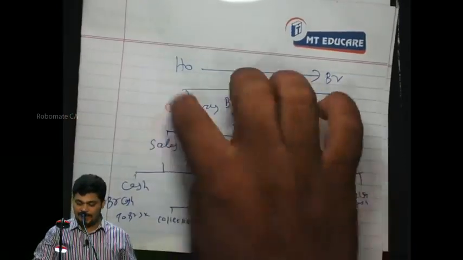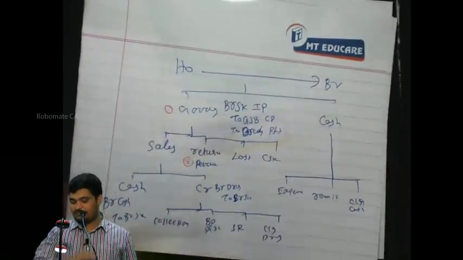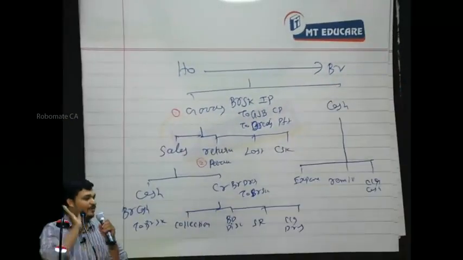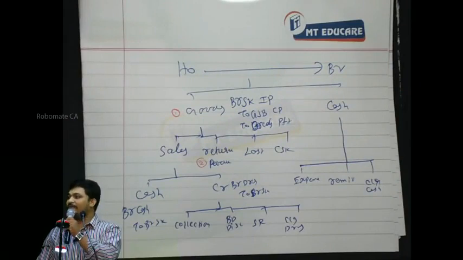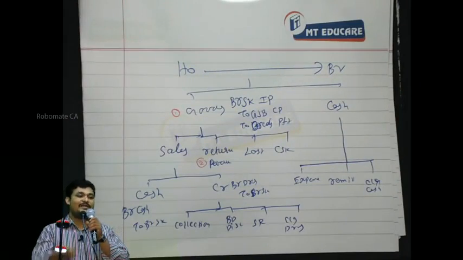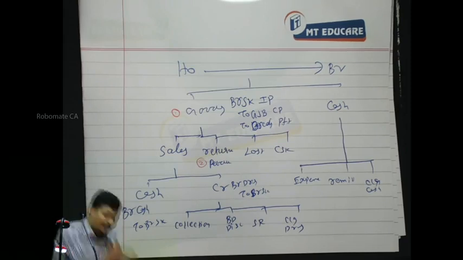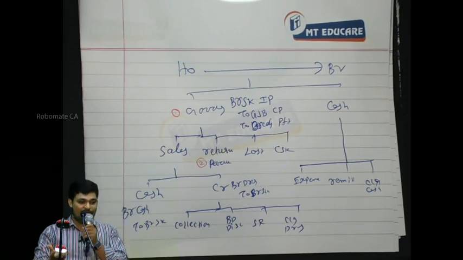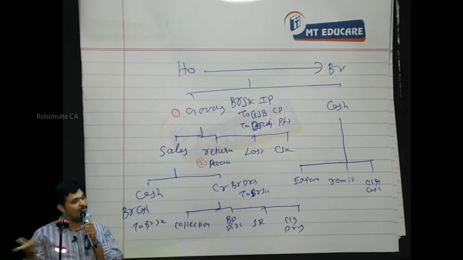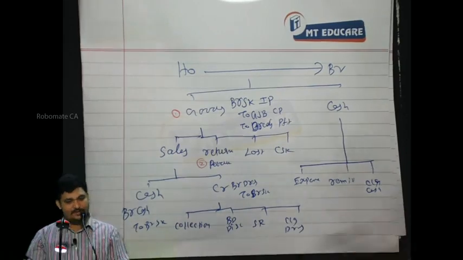Everybody, so far how many entries? 1, 2, 3, 4. Four entries over. Collection from debtors, normal entry, cash to debtors. So, branch cash to branch debtors. That's all.